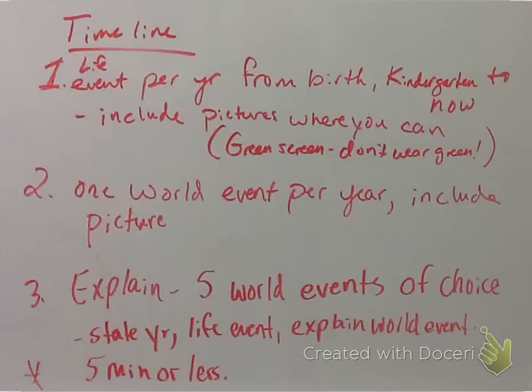The next thing you'll do is explain 5 world events of your choice. So out of your list of 11, you will explain 5 of those world events. You'll state the year that event took place, your own personal life event that happened, and then you will also explain the world event, talking about the importance of that world event and why you chose it. The goal is to make a video in 5 minutes or less.